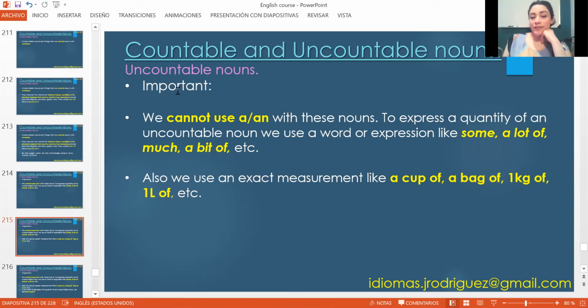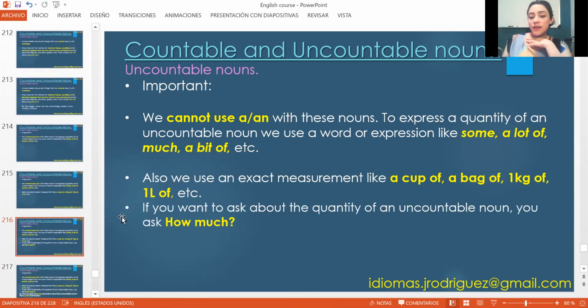Primero, importante, no podemos usar a o an con los uncountable. Para expresar la cantidad de un sustantivo incontable usamos expresiones como algunos, mucho, mucho también es a synonym, or un poco de, a bit of sugar, for example. También podemos usar unidades de medida, como una taza de, una bolsa de, 1 kilo de, 1 litro de.